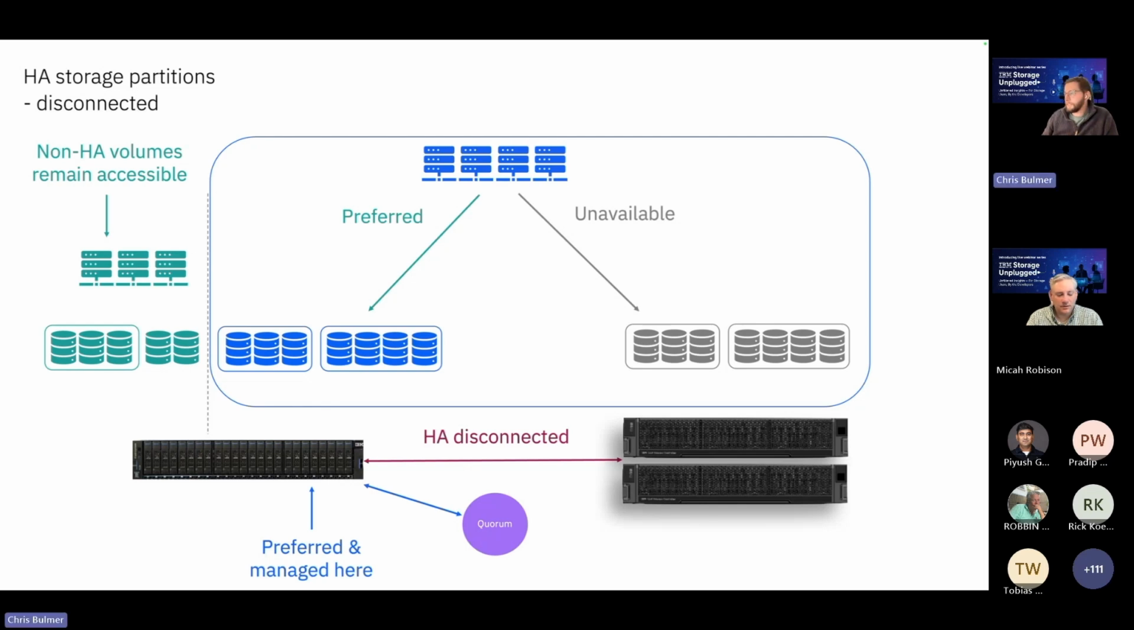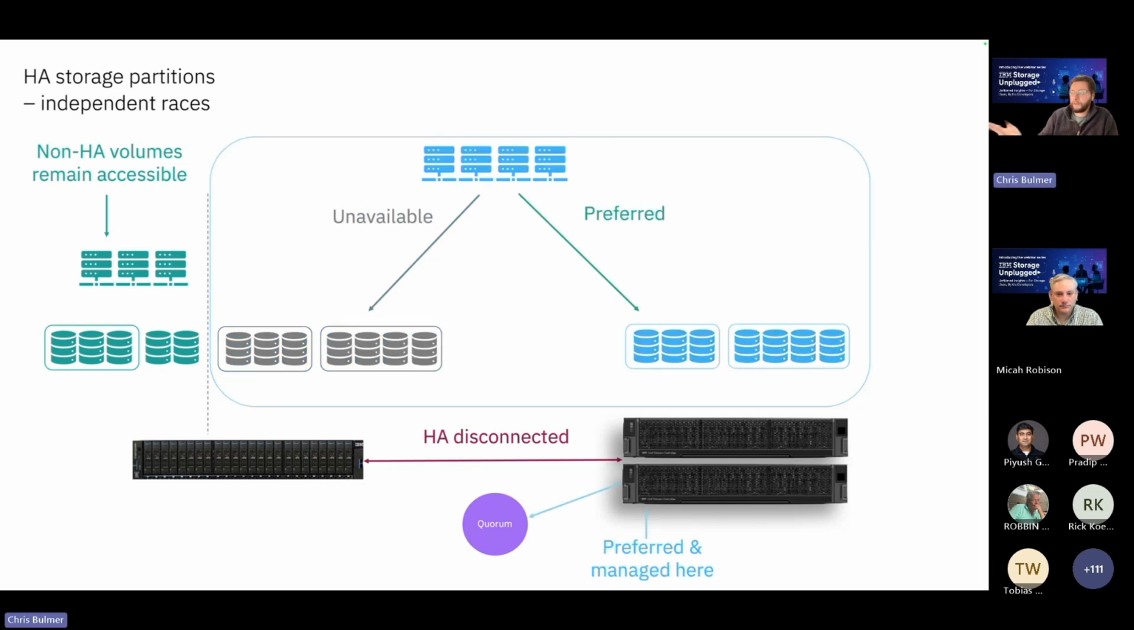Let's say we have a different partition, in this case in light blue, that prefers the right-hand side system. Exactly the same thing is happening from that system. It's trying to lock the quorum device and in this case achieves it and keeps the volumes online on the right-hand side system.